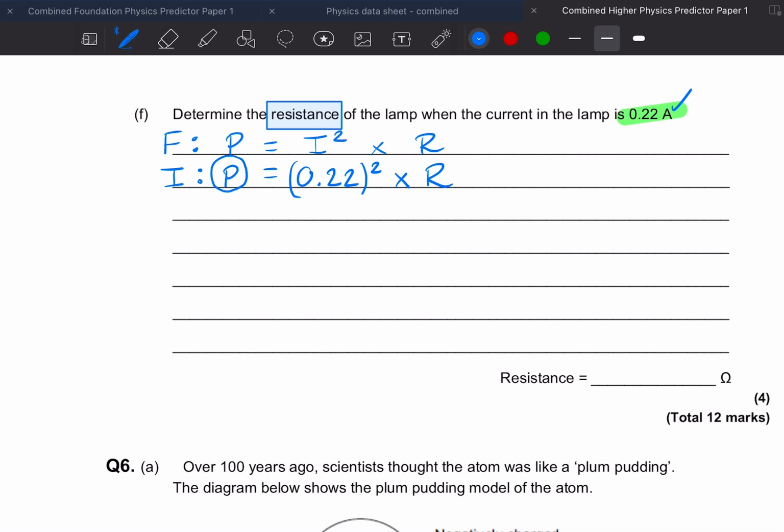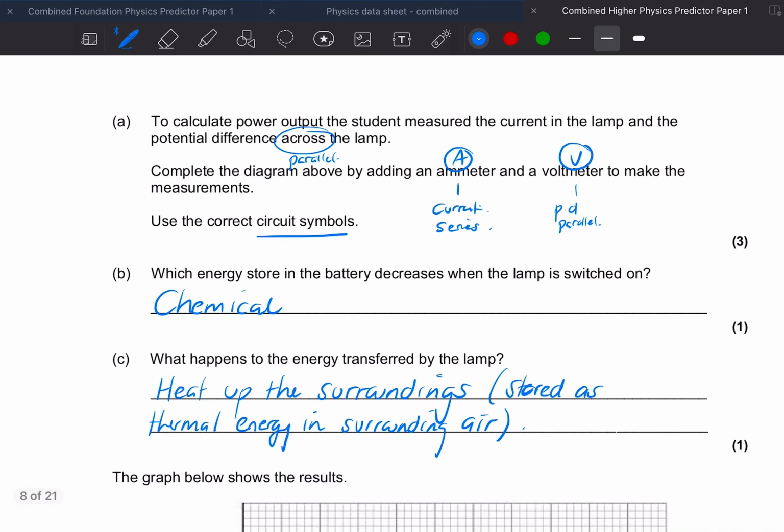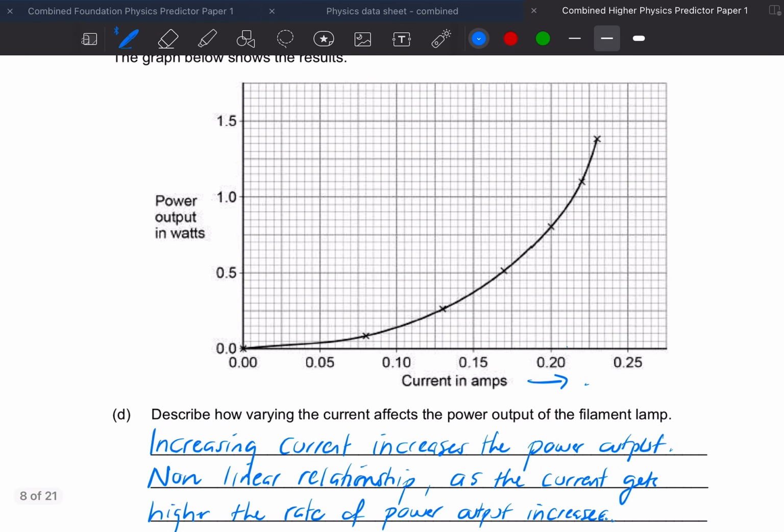Let's have a look. So I think what we need to do here is go back to that graph. Because we've got a current power graph, we can use the current and find that on the graph. So I'm just going to write it here. We've got a current of 0.22 amps is what we're looking for. So where is 0.22 amps on here?